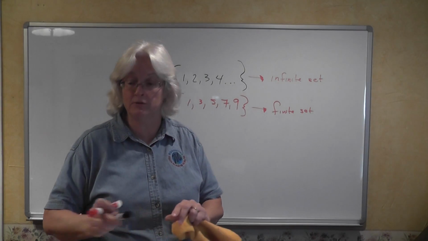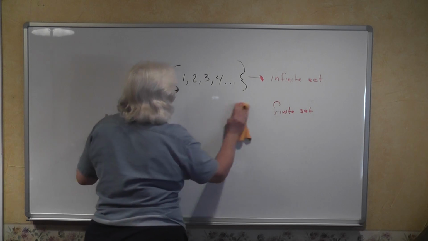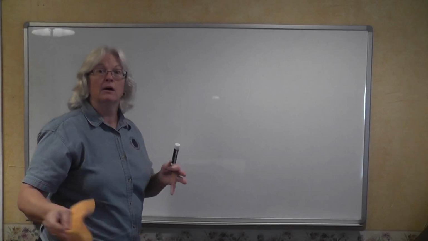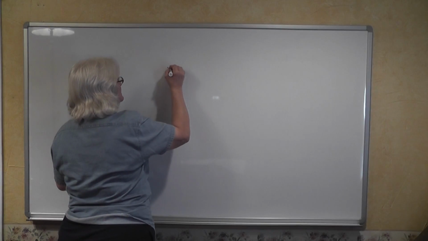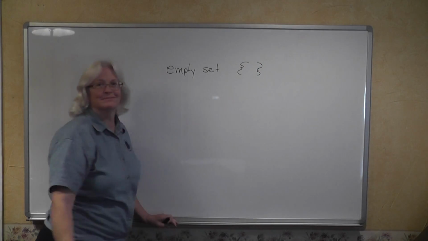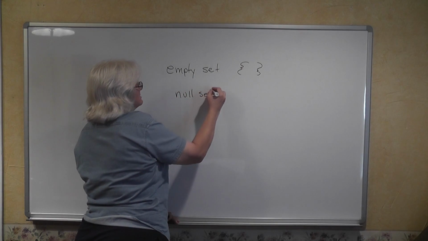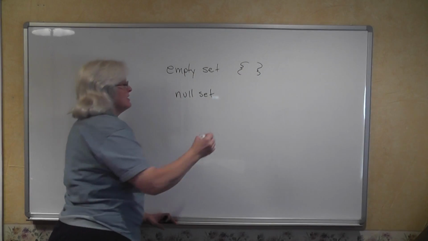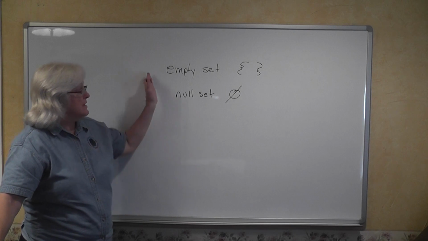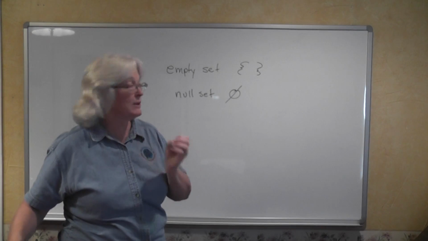Now, we have talked about infinite sets. We've talked about finite sets. Now we're going to talk about empty sets. And another name for an empty set is the null set. The empty set has the set braces with nothing in it. Isn't that just crazy? Well, the set is empty. The null set, however, does not have set braces around it. It's simply the slashed 0. Tells us there's nothing there. The empty set and the null set mean the same thing.